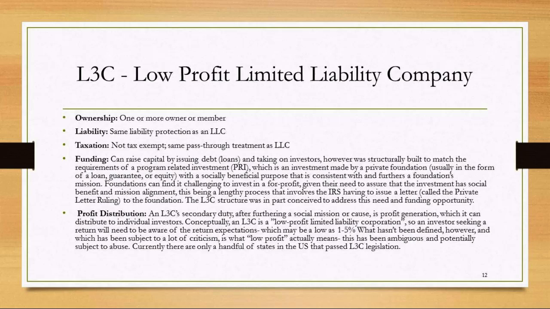But another option is to issue a PRI, which is a loan, a guarantee, or an equity. So it's a revenue generating mechanism for a foundation, but it has to be tied to that foundation's mission. In order to invest in a for-profit business or issue a loan, guarantee, or equity, a foundation would need to get permission from the IRS, which is a fairly intensive, time-consuming process. And so you would not find many foundations actually engaging in that just because of how cumbersome it was.